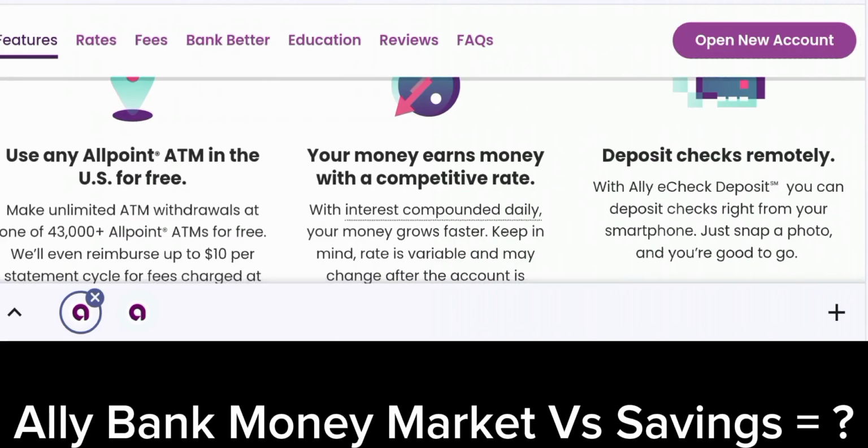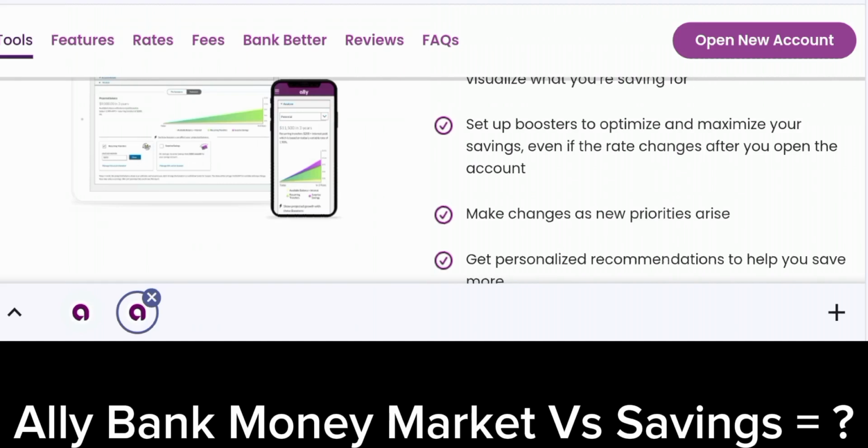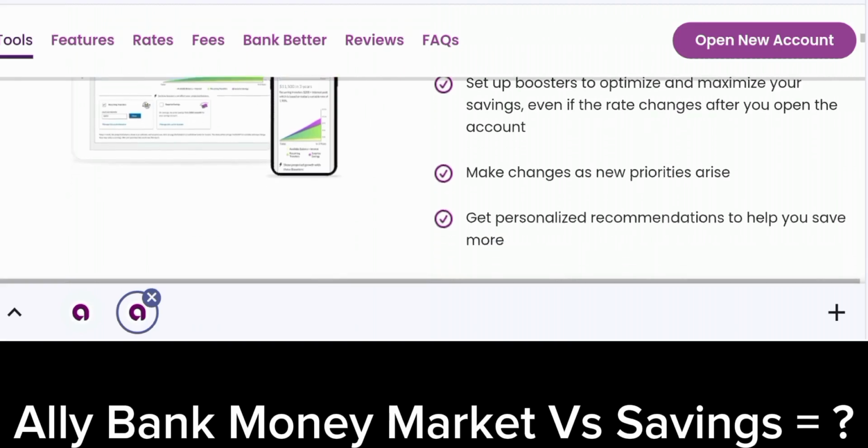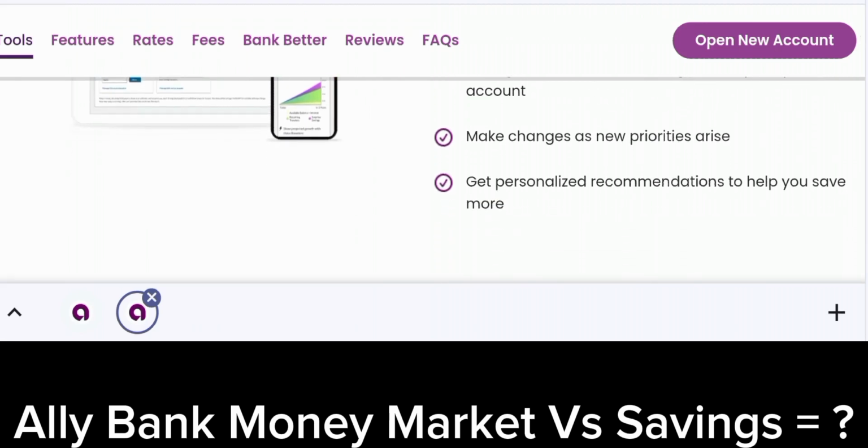What about user preference? Well, money market is preferred for its slightly higher interest and check writing capabilities. When it comes to savings, it is preferred for its organization and automated savings tools. So the best here depends on user needs. Money market for accessibility and savings for structured savings.